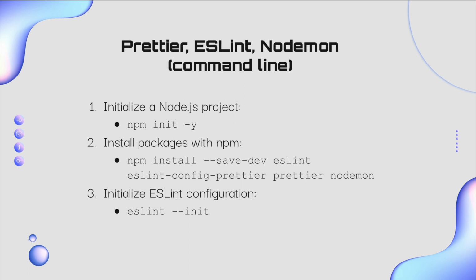Other requirements are ESLint and Nodemon. ESLint is used for static code analysis. It helps developers to find and fix problems in the code. And Nodemon monitors for changes in the Node.js application files and automatically restarts the server when it detects any modifications. These tools are extremely useful during the developing and debugging procedures and can be installed and configured on the command line. Just follow these instructions.